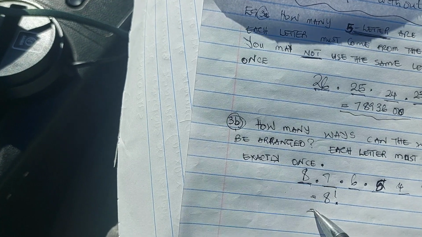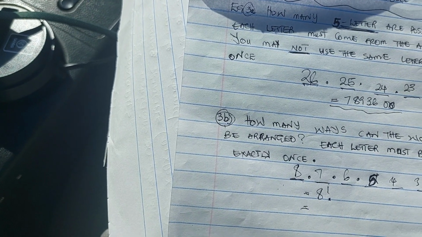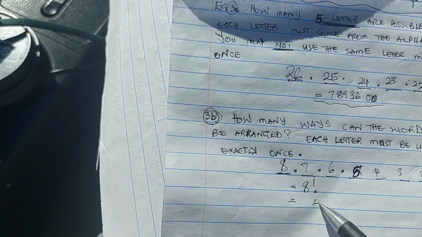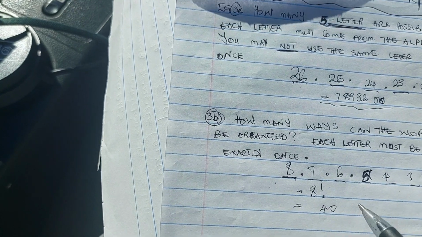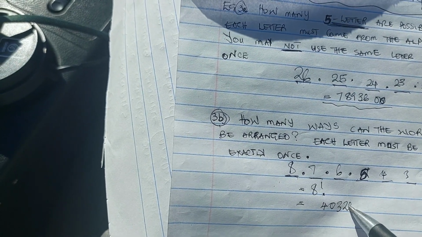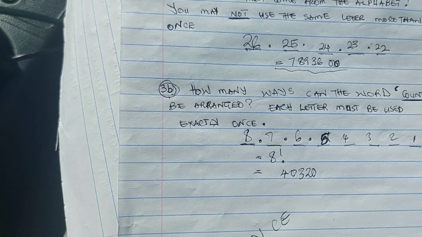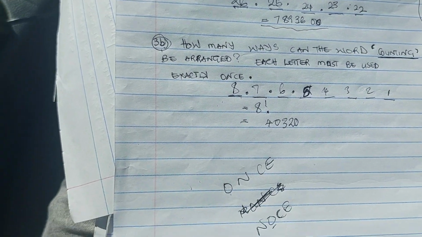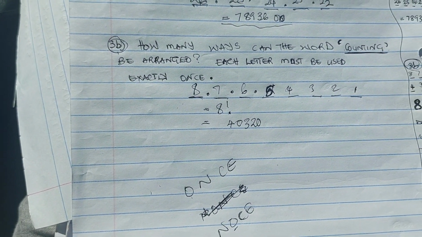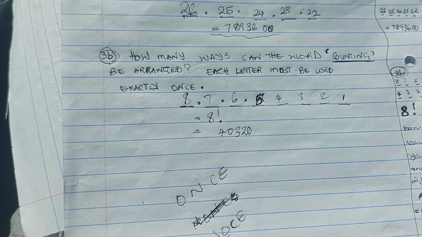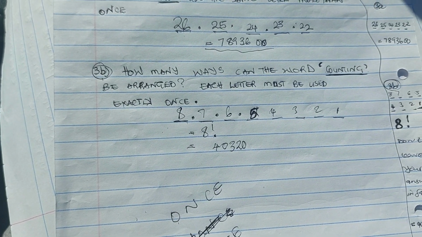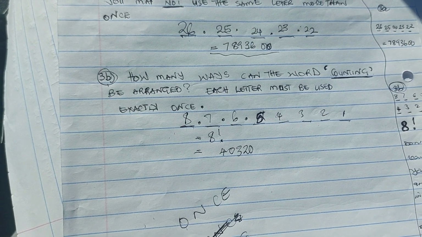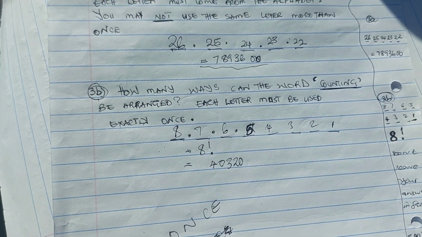And I said do not leave your answer as a factorial. As I've said before, it means it's going to be 40,320. So if you take the word counting and you are finding the number of arrangements, you're going to have that number there, 40,320, from those letters.